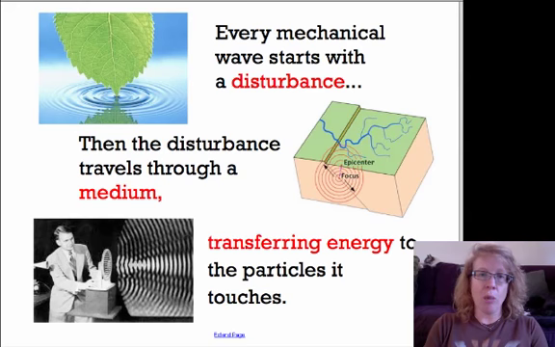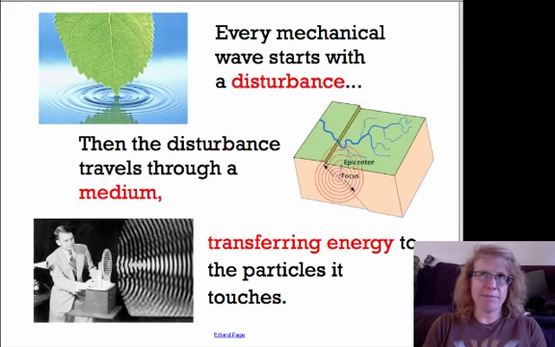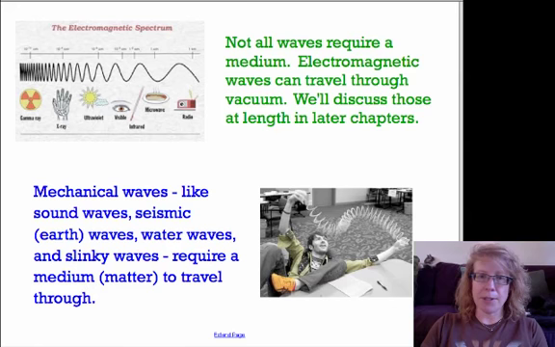And then finally, all waves are involved with transferring energy through particles across distance, not across space like a vacuum, but from left to right. So those are the three things that we need to have a mechanical wave: some sort of a disturbance, some sort of a medium, and then some sort of energy transfer between the different parts.